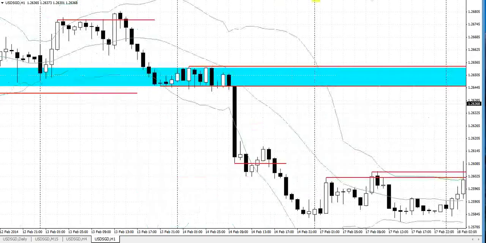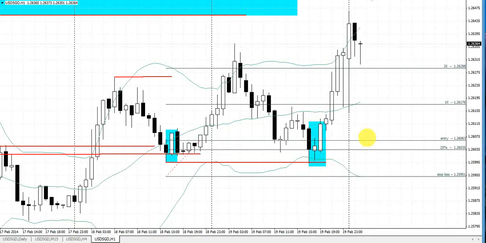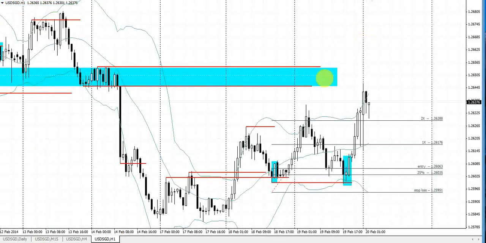Okay, let me draw this out for you. The new level of support is right here. All right, so here is now an outer zone bounce. Okay, that formed right here. Now, let me zoom out again so I can show you where the market has wound up.